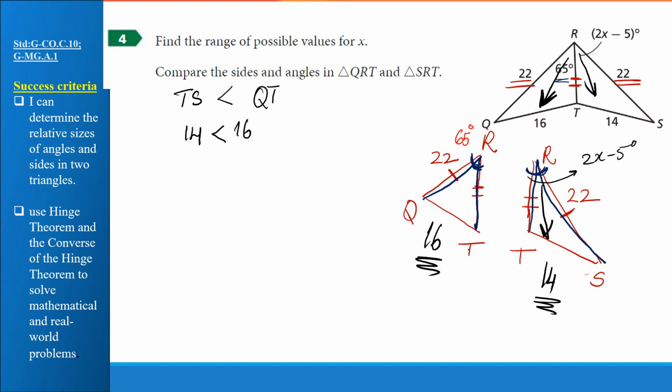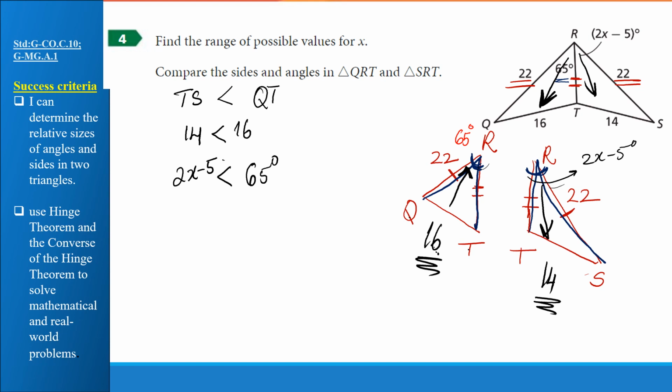Now my angle R. If this side is bigger, then the angle opposite to it will also be bigger. It means opposite to QT, the angle 65 is bigger than the angle 2x minus 5. Why? Because of comparing these sides. Now solve for x.